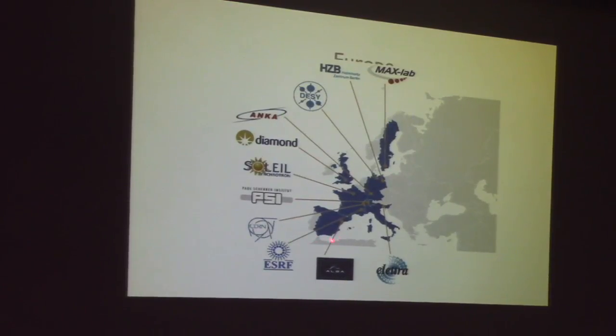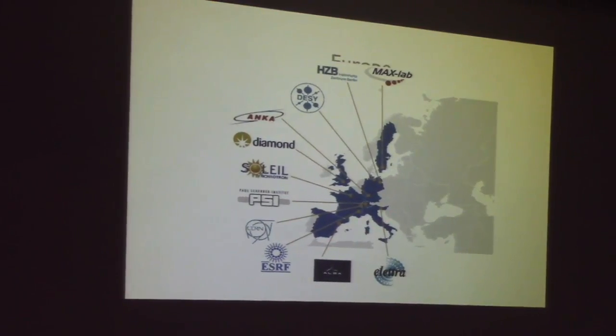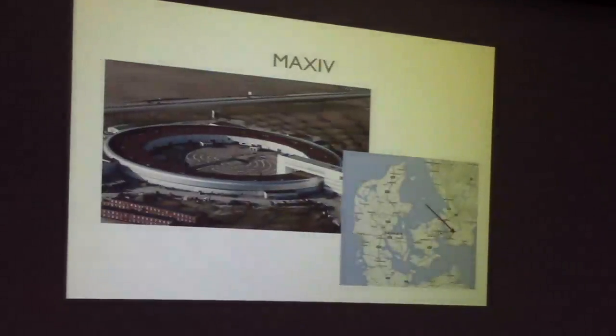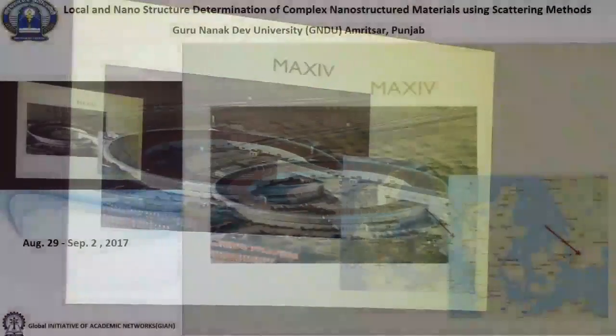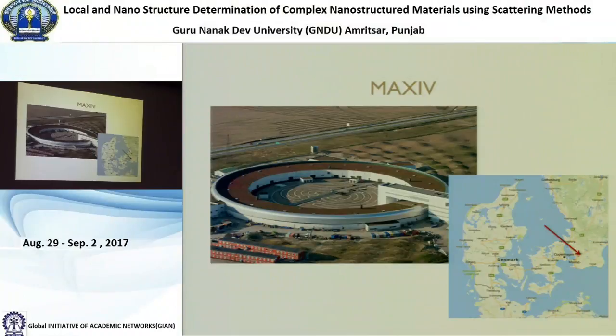These are the synchrotrons in Europe. This was Kirsten's slide. She's a Danish lady, and she's very proud of MAX IV because MAX IV is actually in Sweden. It's quite a small synchrotron, but it's also very, very high brilliance.